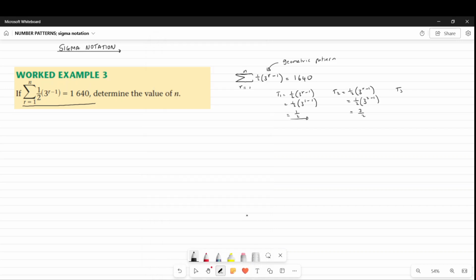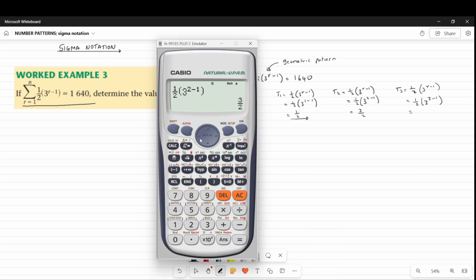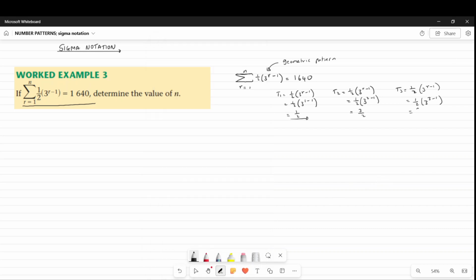Now let's get t3. t3 is 1 over 2, 3 to the power of r minus 1, close bracket. So now this is going to be 1 over 2, 3 to the power of 3 minus 1, close bracket, which will be equal to, let's take our calculator, put that as a 3. Now this will give you 9 over 2. So 9 all over 2 is our final answer. So we got the first 3 terms.